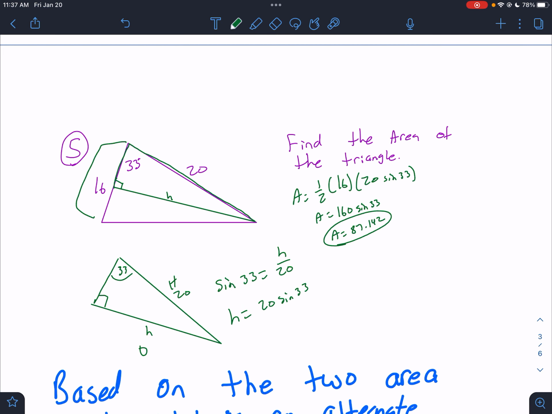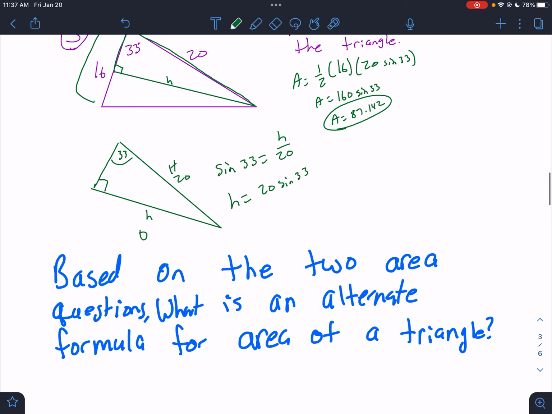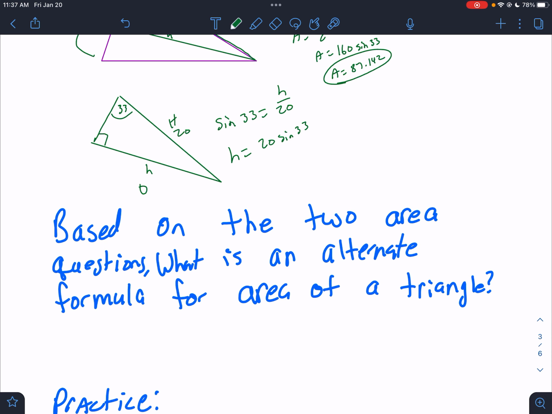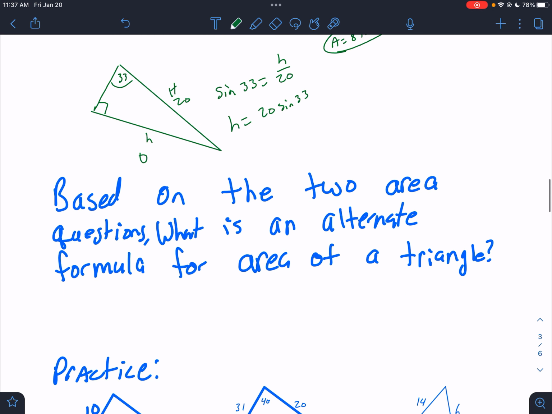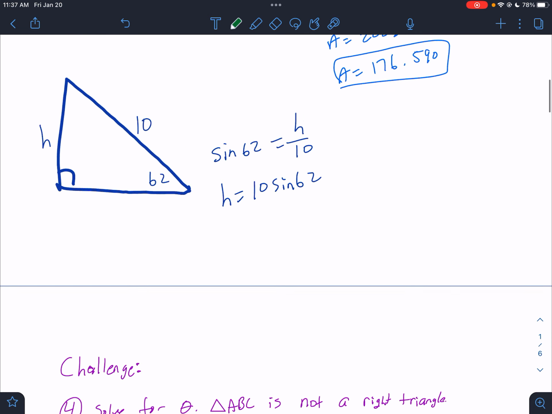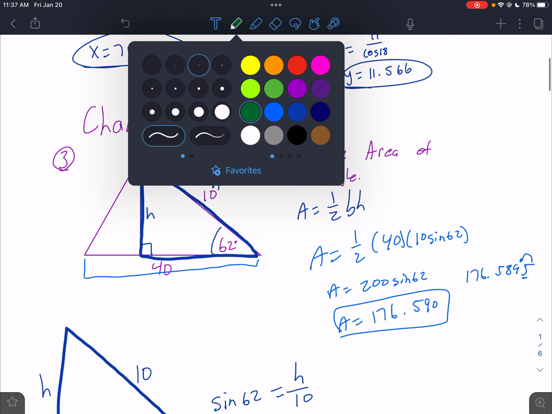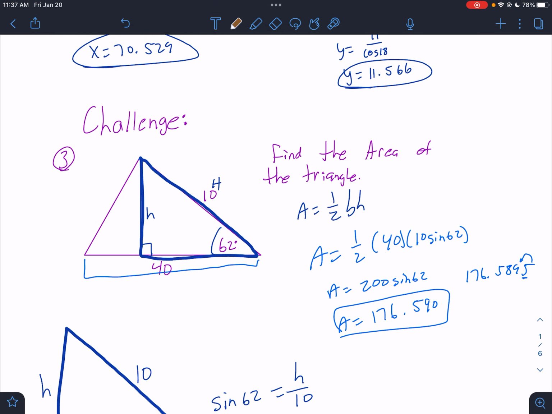So that's a lot like the one we did a couple of problems ago. Based on the two area questions, what's another way to get this area? I didn't give you a formula. Let's go look. I want your eyes wide open. Take a look.